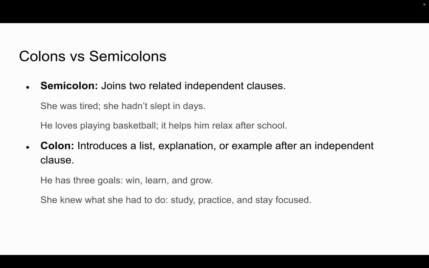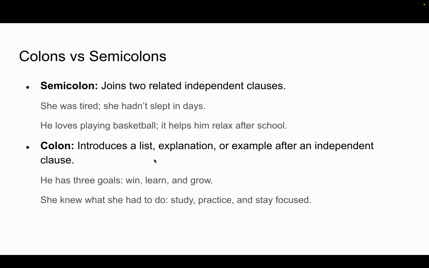The primary idea is, semicolons join 2 closely related complete sentences, or independent clauses. For example, she was tired is a complete sentence. She hadn't slept in days is a complete sentence. But these 2 are related. So the idea of a semicolon is to say, okay, we don't want to just have a period here. It's technically correct to have a period, but these 2 sentences are very closely related, and it makes sense for them to be read right after each other. The semicolon is the application for that.